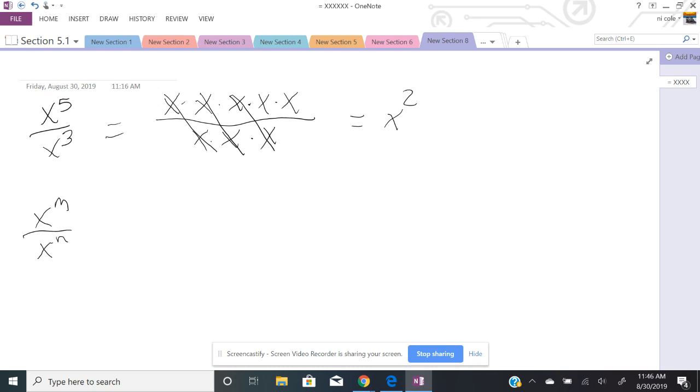All right, so there's a different way to look at it. How does the 5 and the 3, how do I get to that 2? Well, I could have written this as x to the 5th minus 3, and that would give me my x squared. And this is what we call the quotient rule. So you can do x to the m minus n. You can take the one on top and subtract the one on bottom.